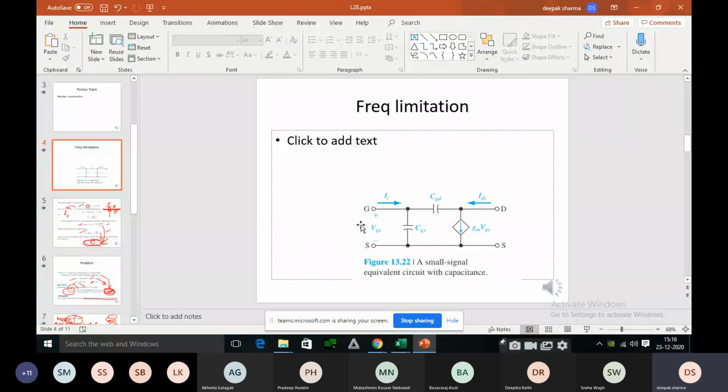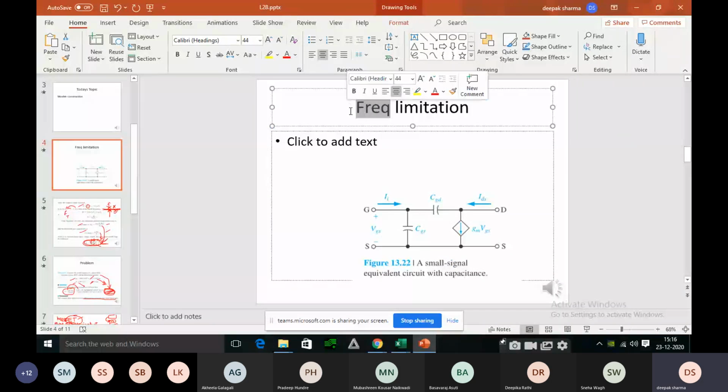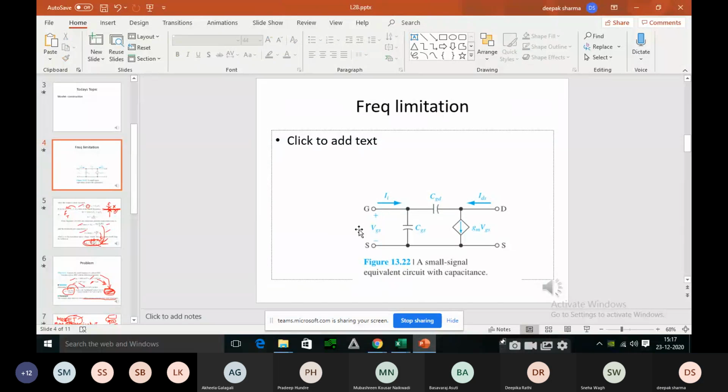Can I apply infinite frequency? No, it is not possible. Every device has its own limitation, right? So we are speaking about the limitation of frequency when we talk about JFET, correct? Here you need to remember two things. What two things are coming here extra? The two capacitors, right? CGS and CGD, only two capacitors.